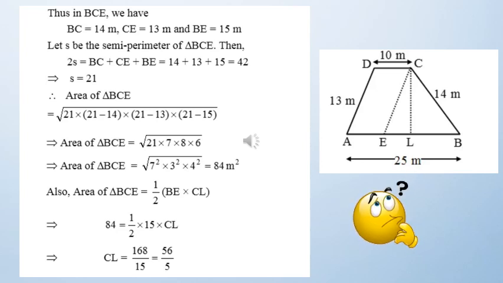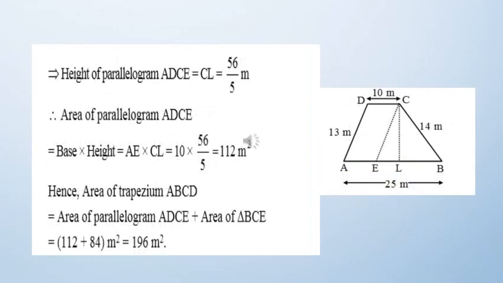Now this area will be equal to half base into height. So base is BE into CL. BE is 15 meters and CL we have to find, height is not given. So when we do the mathematical calculations, we take the 2 there, it will become 168 divided by 15, or 56 upon 5. We have found the height of this trapezium. We can simply use the formula.